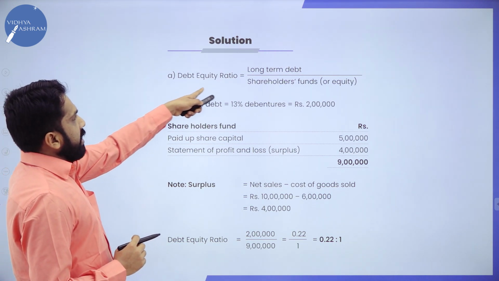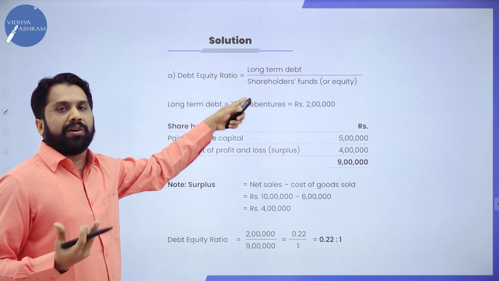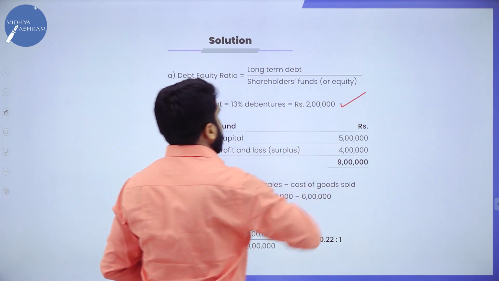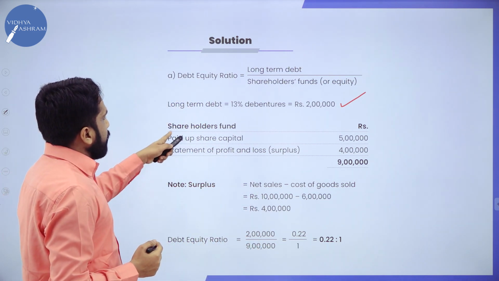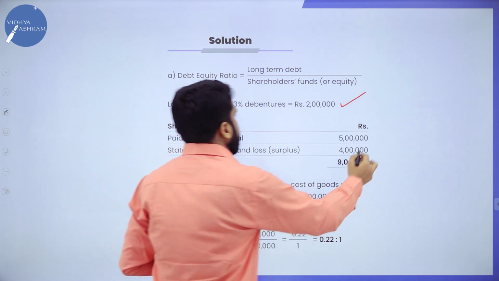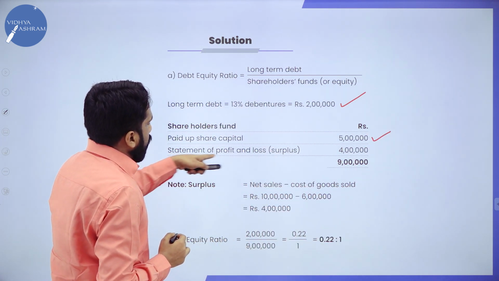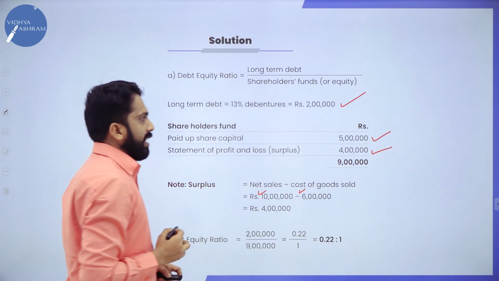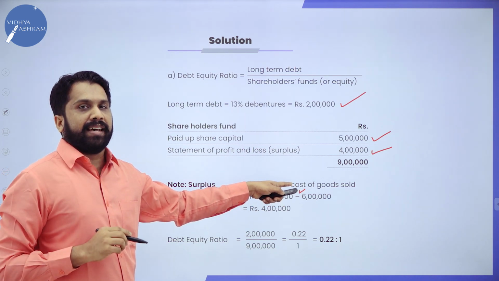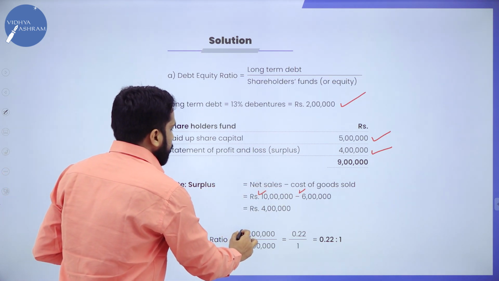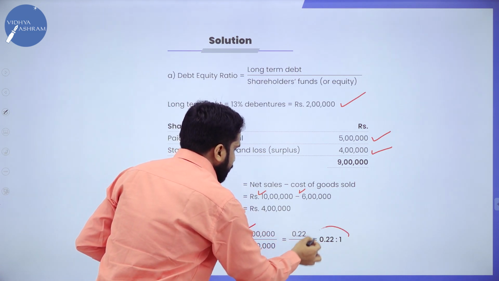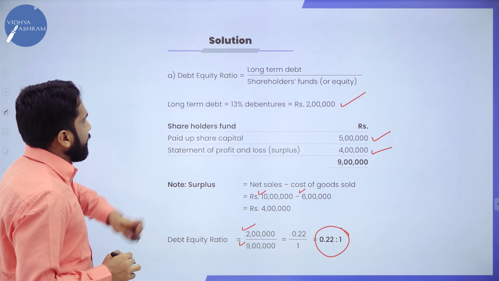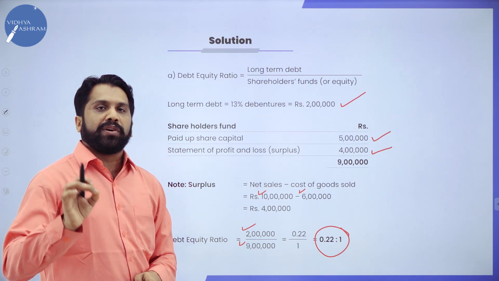Now, debt equity ratio, you know the formula, long-term debenture divided by shareholders fund. Long-term debenture already given, it is 2 lakh, and your shareholders fund, share capital they have given. Profit we calculated 10 minus 6 is equal to 4 lakh. 5 plus 4 how much? 9 lakh. Now your answer 2 lakh divided by 9 lakh, your answer is 0.22 is to 1. This is called your debt equity ratio. Hope you are clear.